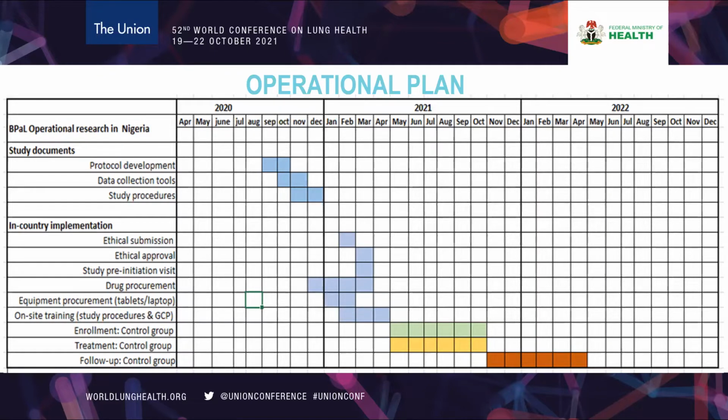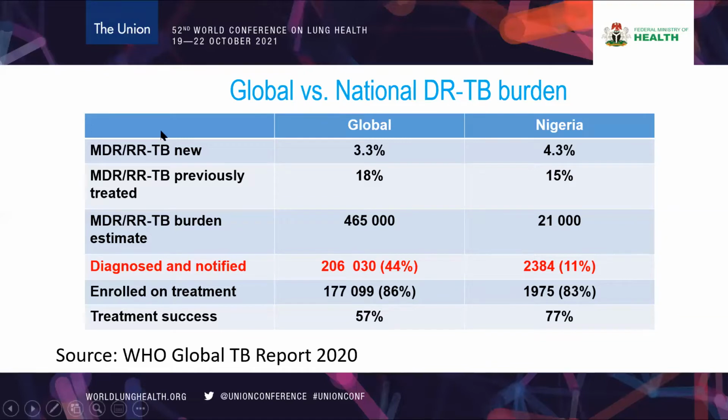Please, can you go back to the previous slide? You're moving too fast. Okay, 21,000 estimated burden for DRTB across the country. From the 2020 global report, we were able to diagnose 2,384, which is about 11% case detection for drug-resistant tuberculosis, and out of these we were only able to enroll 1,975. We have a treatment success rate of 77%. So all in all, our case finding for DRTB, even though the case finding for susceptible TB is high, has not been encouraging, so we're trying to see what we can do about this. Next slide.